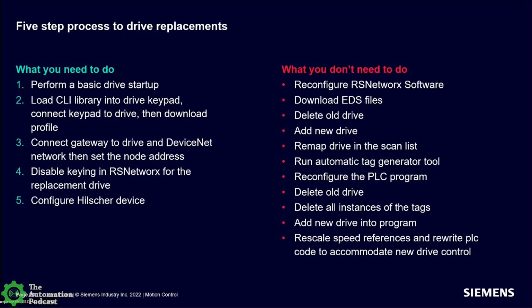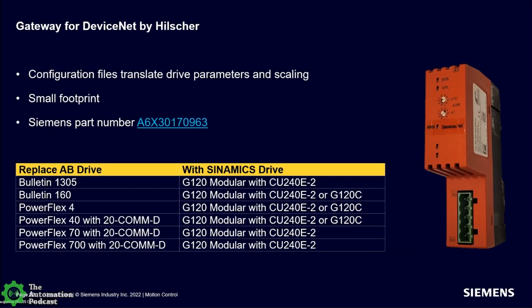So this gateway is for, again, specific AB drive replacement. It's developed to replace the most common AB drives. That would include the 1305, 160, the PowerFlex 4, 40, 70, and 700. And then the drives that we're replacing with are the G120. So again, that's a general purpose flagship product.